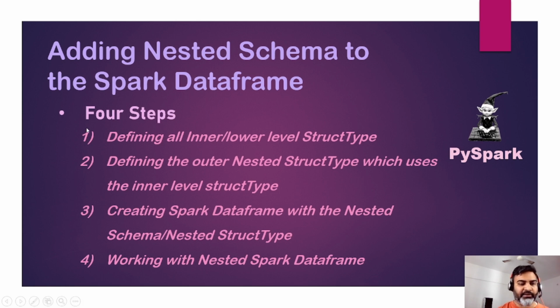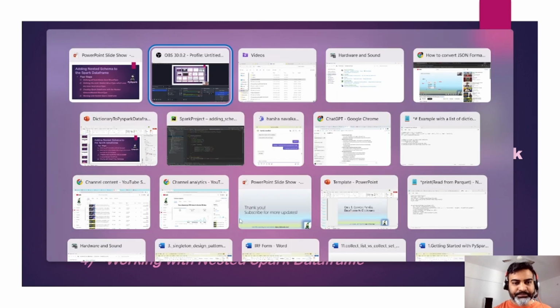There are basically four steps which need to be performed to do this. First, you need to create the schema for the innermost structure. Then you need to create the schema for the outermost structure, and then you use the outermost schema while creating the Spark data frame, and thereafter you can work on your data frame. These are the four steps to create a nested schema in PySpark. So let me go to the practical part.